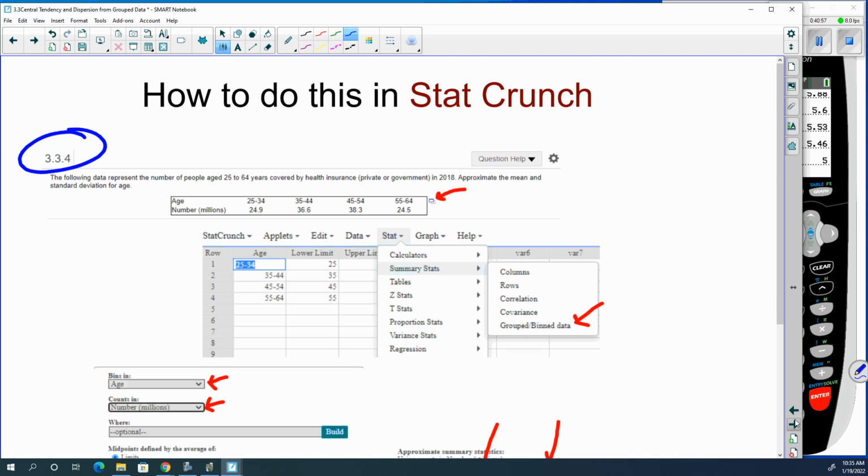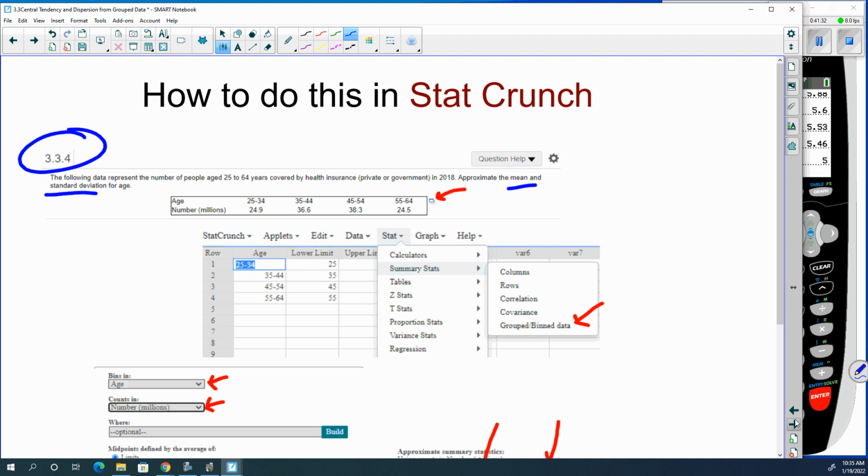So this one says, the following data represents the number of people aged 25 to 64 years covered by health insurance, it could have been private or governmental, in 2018. Approximate the mean and the standard deviation for this age group. It tells us our ages, grouped as binned data. People aged 25 to 34, in millions, there were 24.9 million people. And people from 35 to 45, there were 36.6 million.